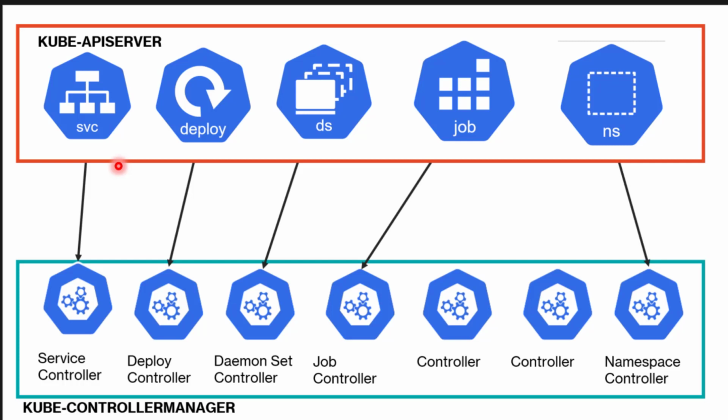So in the diagram, you can see that this is the Kube API server, and below we have a controller manager. Inside the controller manager, we have lots of controllers. As you can see, there are service controller, deployment controller, daemon set controller, job controller. There are almost 30 controllers or even more present in the Kube Controller Manager, and each has some specific tasks. Like the service controller is responsible for managing the service endpoint, right? The service resource that is created in the API server.